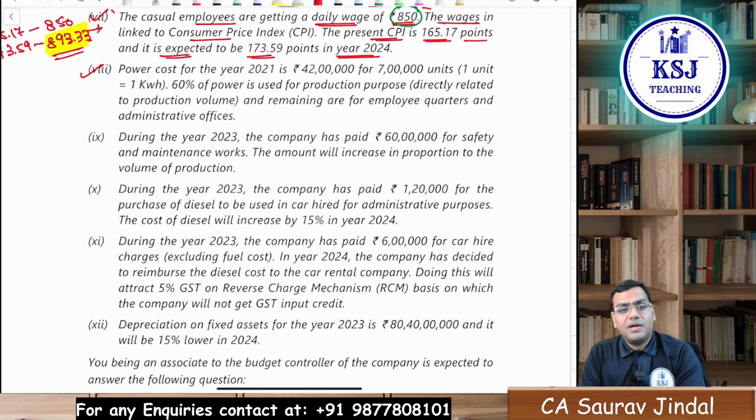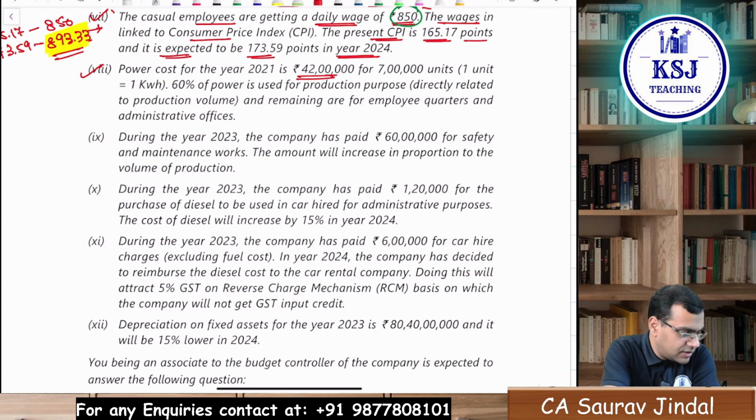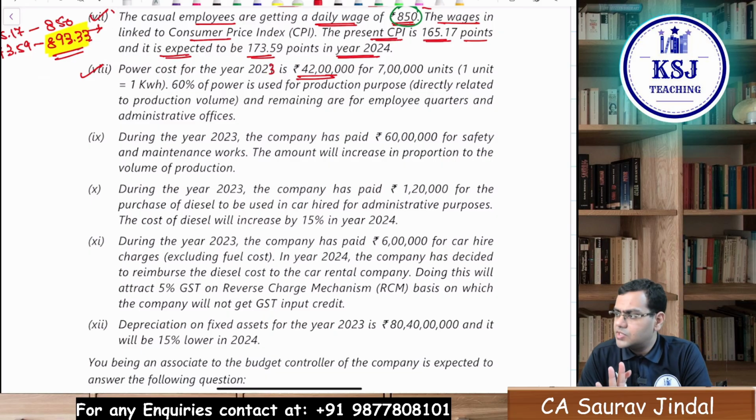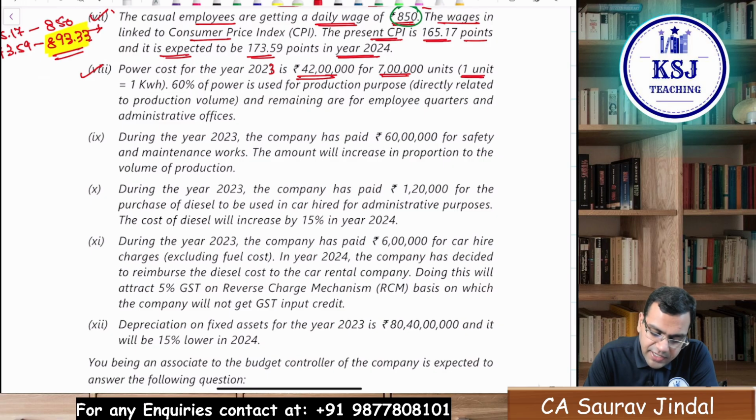Power cost. Power cost for the year 2021 is 42 lakhs. Right? Say change it to here 2023. There is a misprint here. For 7 lakh units. 1 unit is equal to 1 kilowatt hours. So you have paid 42 lakhs for 7 lakh units.